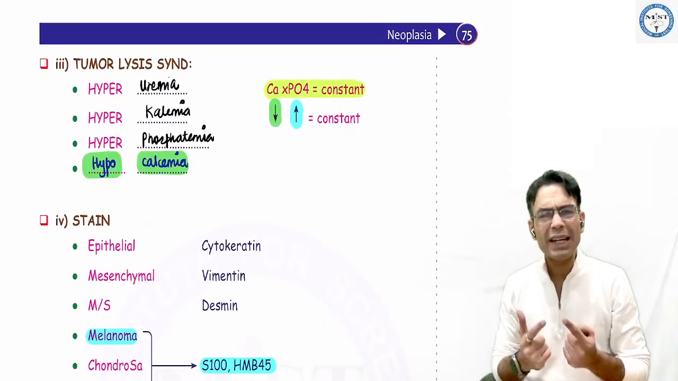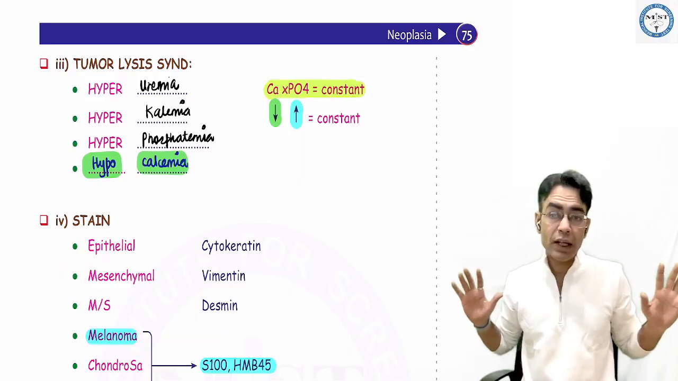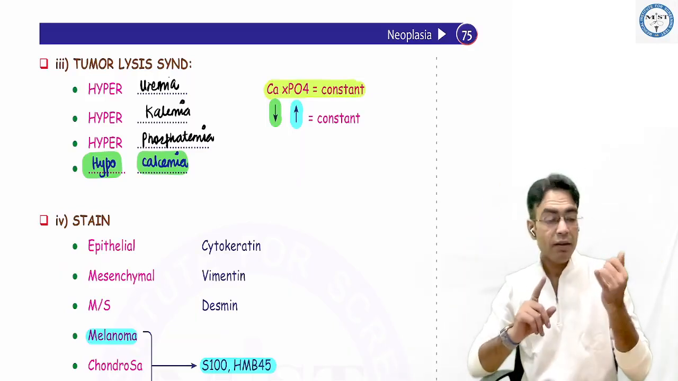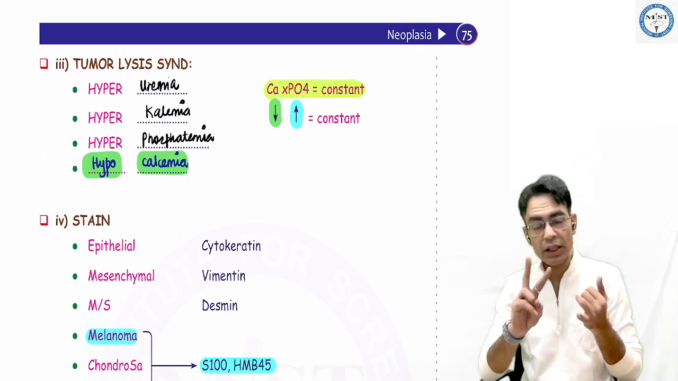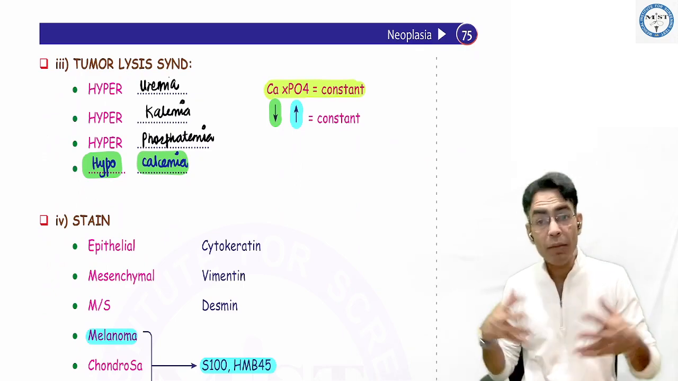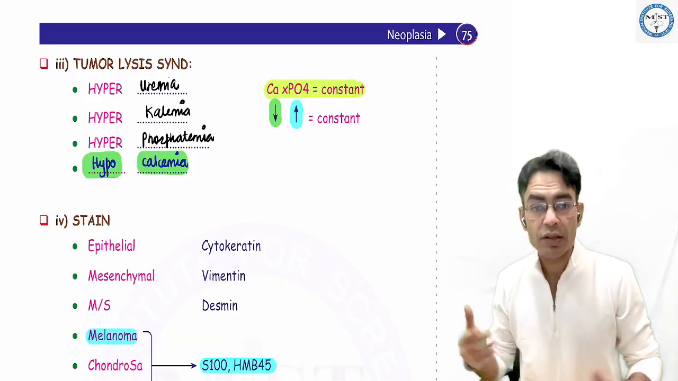Tumor lysis syndrome: just one thing, everything will be high, only one thing will be low, calcium. Hypocalcemia is seen while everything else is high. Phosphate and calcium work in opposite directions, because the body tries to maintain the levels of calcium and phosphate, otherwise they will form calcium phosphate and it can cause atherosclerosis.